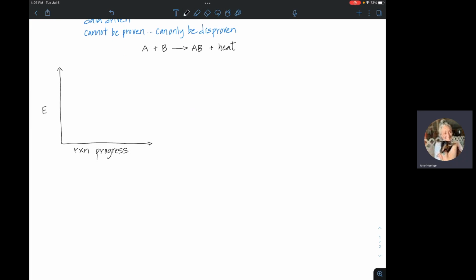So we're going to start out, since these are exothermic, with our reactants at higher energy than our products. So we'll just put those there. And then if you remember from general chemistry, we had this sort of bump there, and then down here, we had our products.